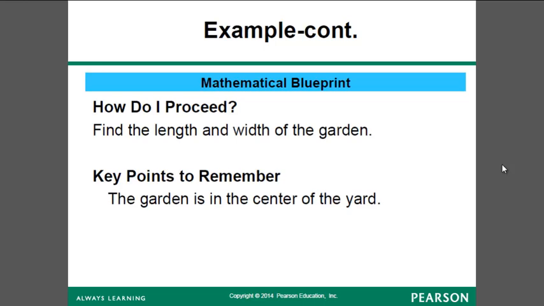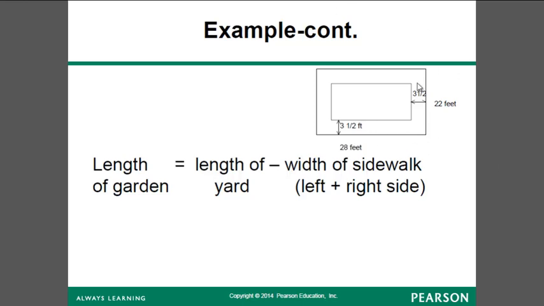Step 4 is to find the key points to remember. What we need to remember about this is that the garden is in the center of the yard. This is important because we know that all the way around the garden has the same amount of sidewalk. So wherever we look and we draw the picture, here's a picture that I've drawn. We know that the yard is 28 feet by 22 feet. We know that there's a sidewalk 3.5 feet on all the sides. Same width.